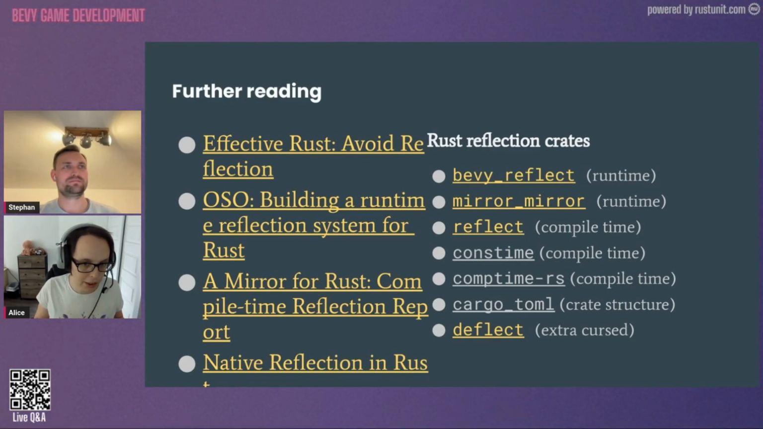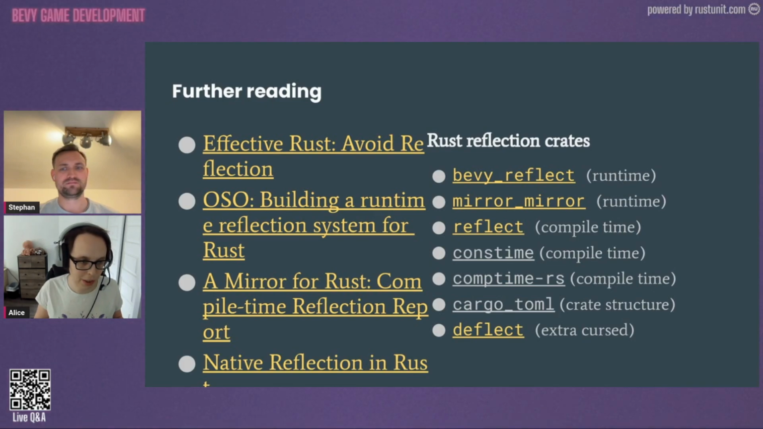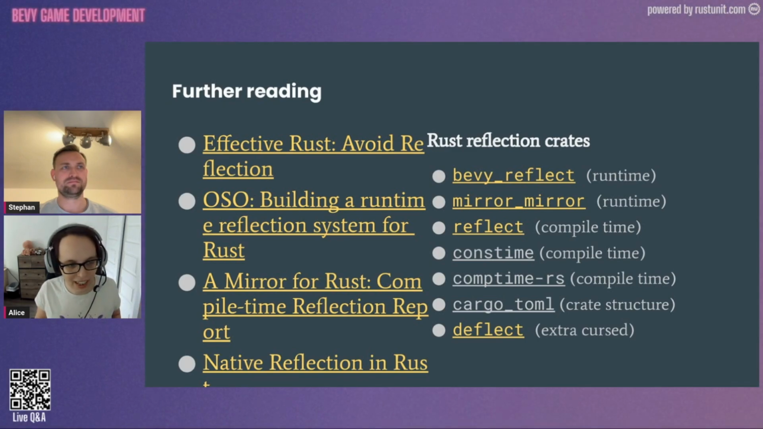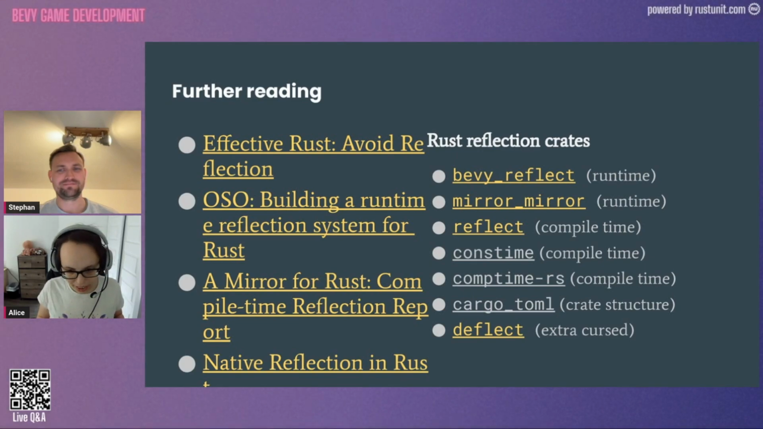The other biggest problem that I have with reflection is that it's very, very easy to forget to derive things, or forget to initialize a type, and then you're like, why can't my scene serialize? Why isn't this showing up in my trait query? All of that is because you forgot to register to the type registry, and we can't fix that easily.